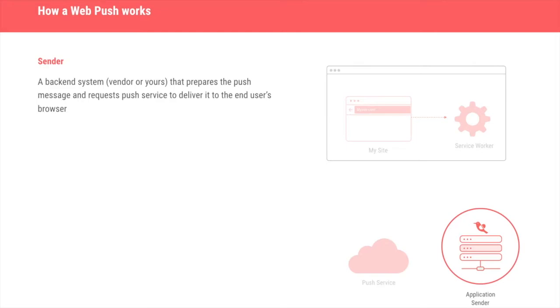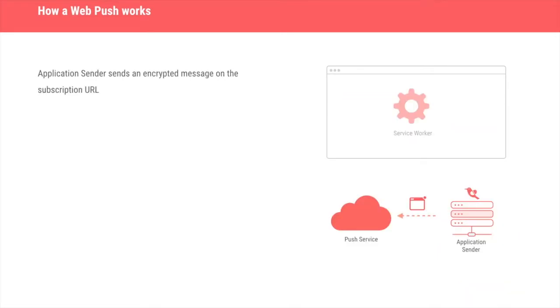The component that is circled below is called the application sender. It's where your push message originates. It's a system that prepares a push message and requests the push service to deliver it to the end user's browser. Your application sender starts sending the encrypted message, so it has to encrypt the message with the encryption keys present in the subscription object, and the encrypted message is sent to the push service on the URL that is also present in the subscription object. The push service, once it receives the message, forwards it to the right device, and once it is received by the browser, the browser wakes up the relevant service worker of your site.